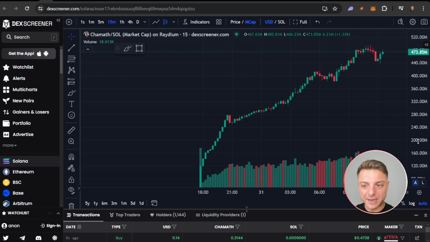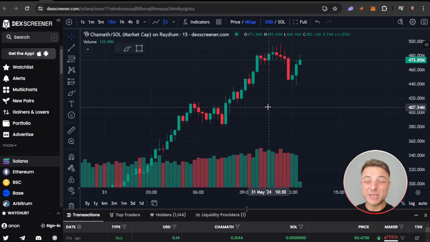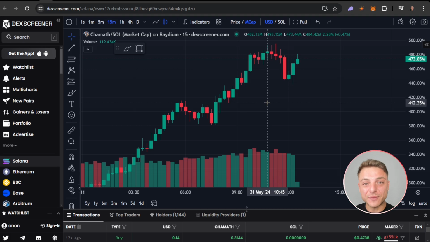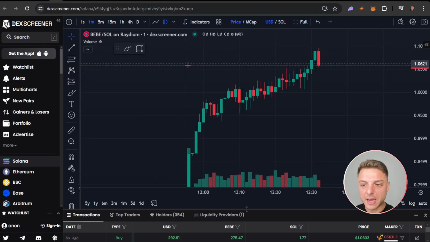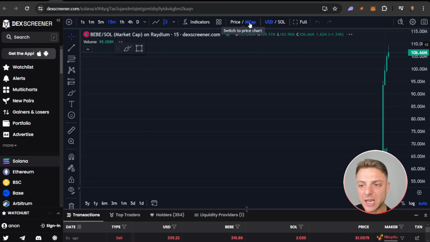To get a double in price, if we were to buy low at this 400 million, we'd need it to move to 800 million. So again, potentially not a coin I'm interested in. I'd rather buy a coin at a $500,000 market cap, moving to the $1 million market cap. That would be a double in price. So we'll click over to market cap to see if this actually has anything.